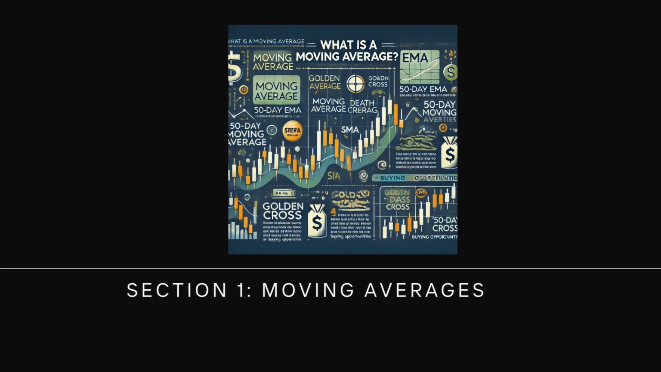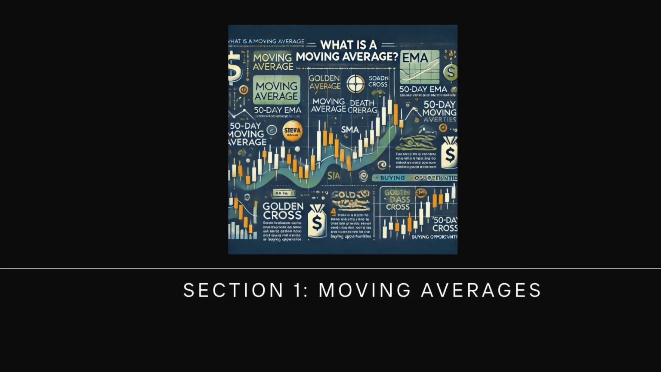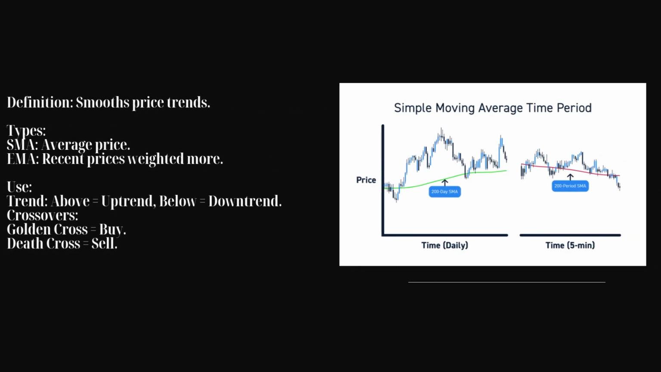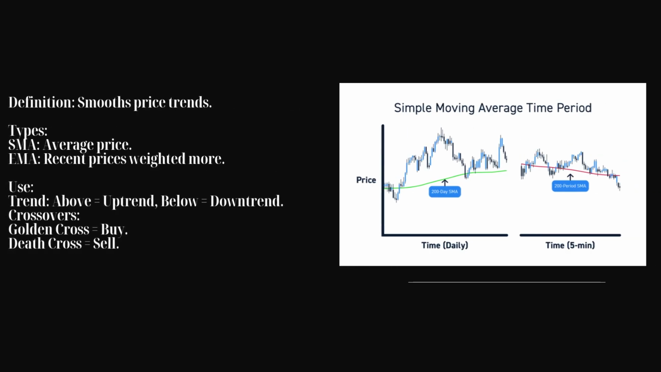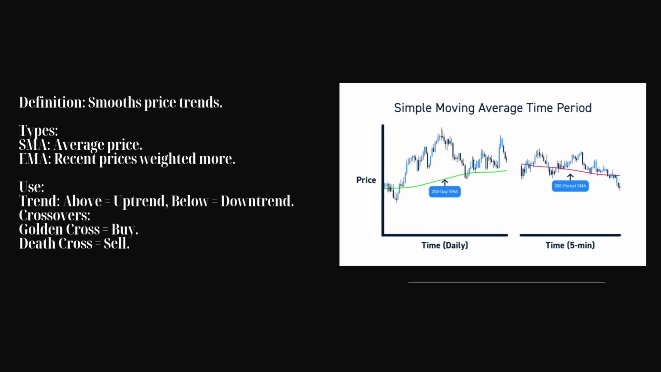What is a moving average? A moving average smooths out price data to highlight trends over time. Two types commonly used: simple moving average, the average closing price over a specific period; exponential moving average, similar to a simple moving average but gives more weight to recent prices.